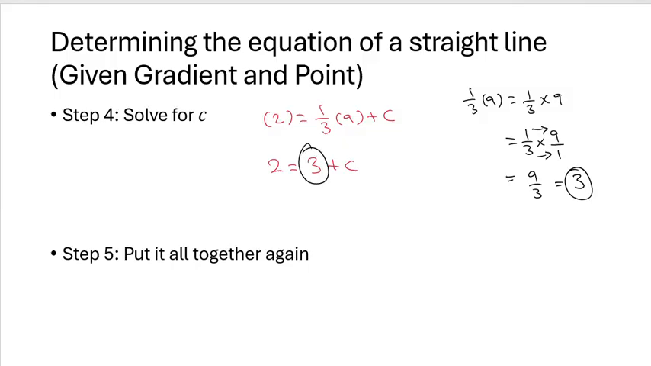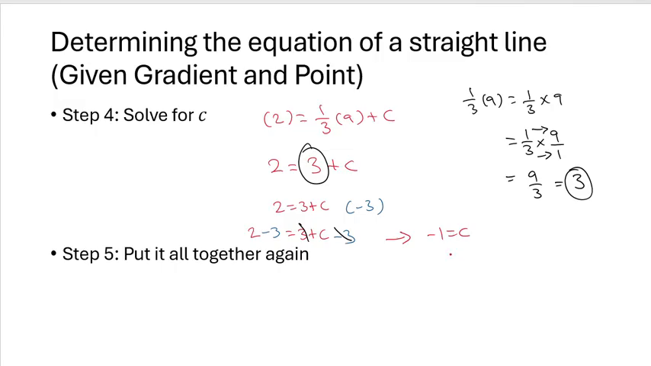Okay. And now you just solve by applying the inverse operations. So I'm just going to write 2 equals 3 plus c. Going to subtract 3 on both sides. So I end up with 2 minus 3 equals 3 plus c minus 3, just like so. Now the 3's cancel out on the right hand side. So now I'm left with -1 equals c.